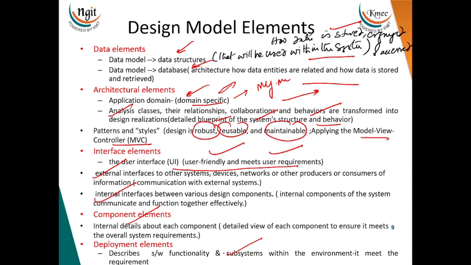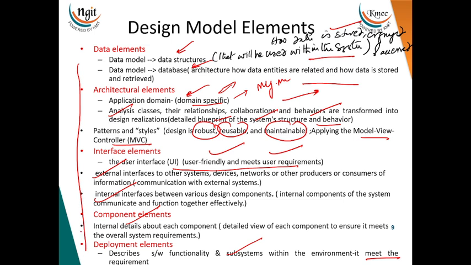Deployment level is something like the described software functionality and subsystem within the environment. It meets the requirements. So the design model is something like that, where you specify which software you are using, what database you are using, that it is domain specific, what analysis you are doing, pattern specification, interface that is user friendly and meets requirements, external interface. All these are specified in this one.